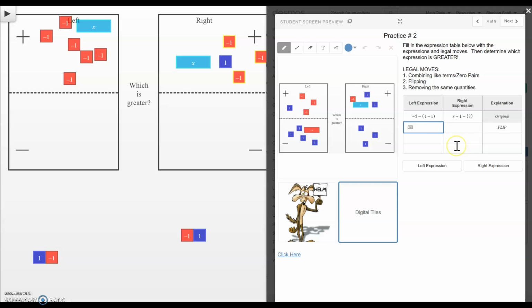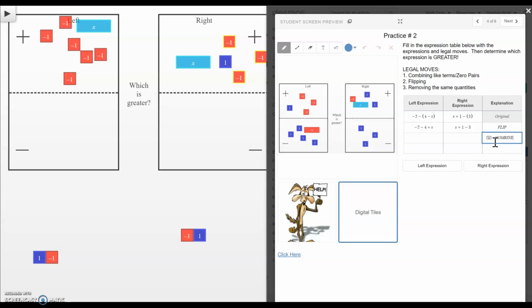I'll flip all those and bring those up. So what you'll see is in my table, I will type in that -2 because I didn't do anything with it. But everything inside the parentheses, I flip. So those 4 positives become -4. That one negative x becomes positive x. And that's all I will do so far. And then for the right expression, the x plus 1 stayed there. Nothing changed. But then those positive 3's became -3. So therefore, I will flip them. And now there's -3.